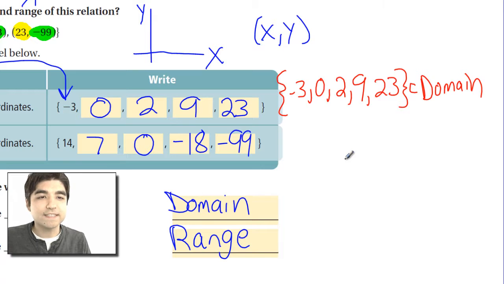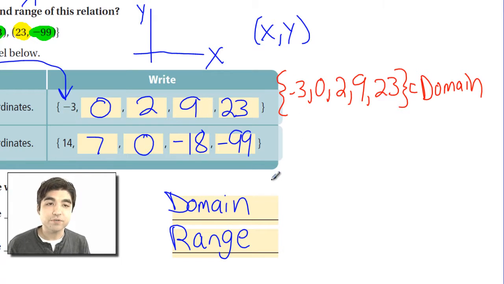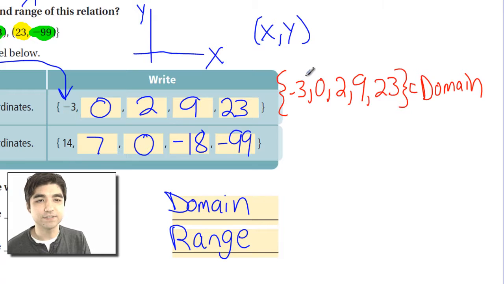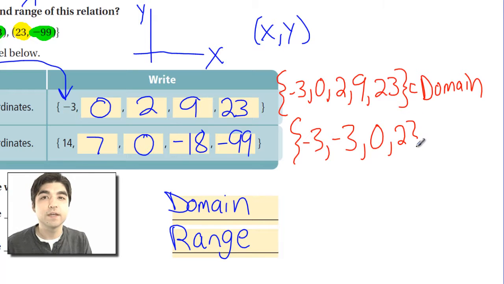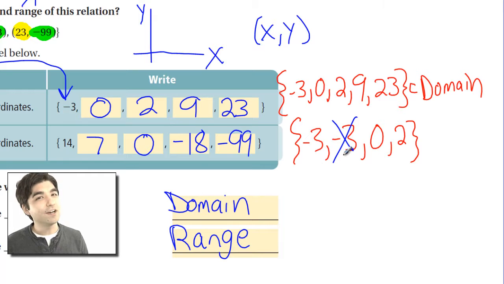Also, one final point is that when you're writing the domain or range, if a value repeats itself, you only need to write that value once. So say you had a set that had two -3s, like this: -3, -3, 0, 2. You don't need to write that second -3. You just need to write it once.